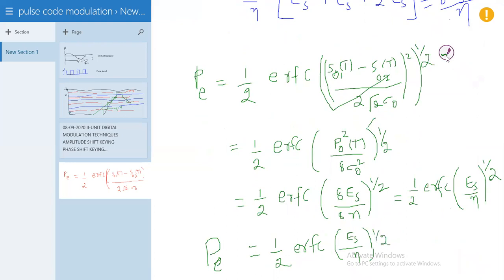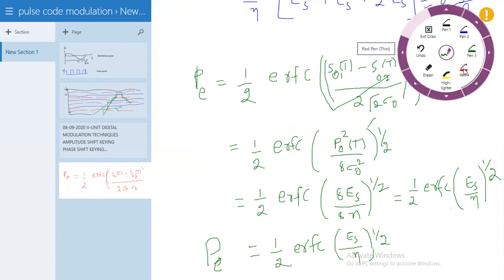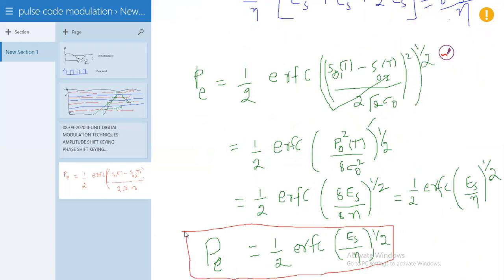Okay, next class we will discuss the correlation receiver. So this is a very important relation for calculating the probability of error of any modulation technique by using this formula. Okay, thank you.